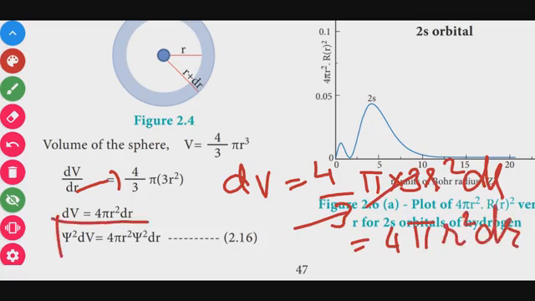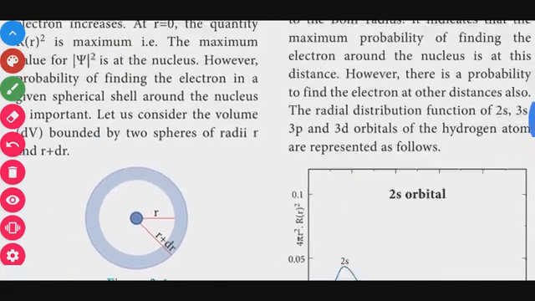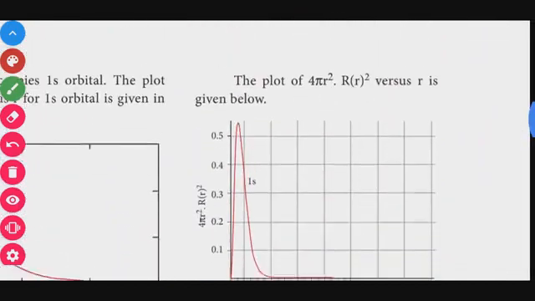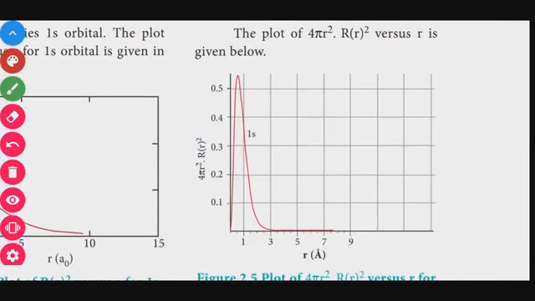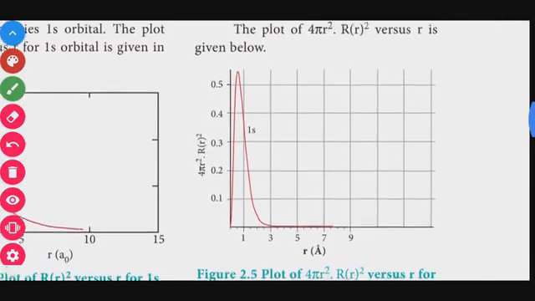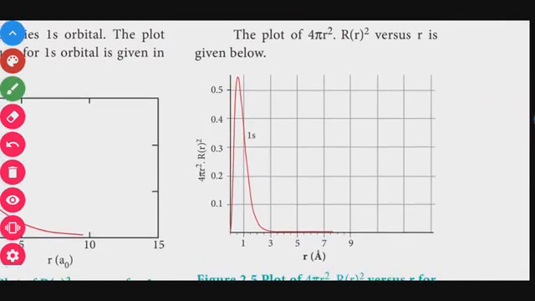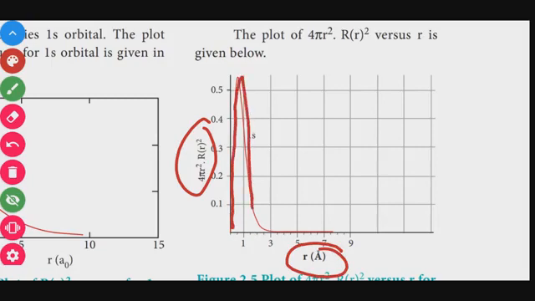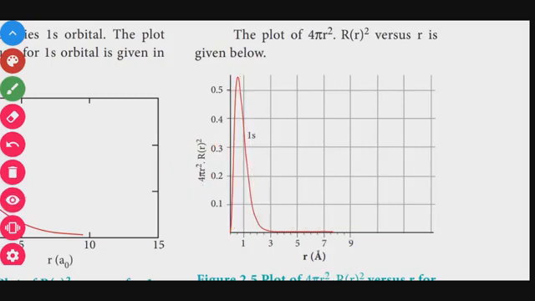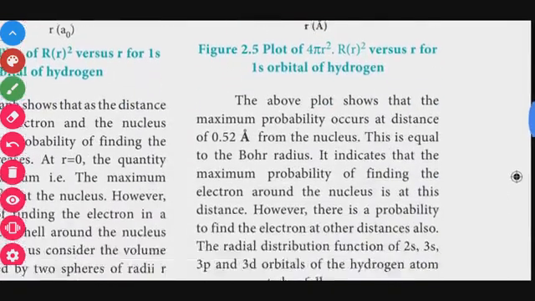And then next, psi square, they have multiplied both the sides by psi square. That is the wave function. Okay, and then the plot of 4 pi r square versus r, they have given the graph below, look. So in the graph, the radius in Angstrom is given below. It is increasing like this and then a sudden decrease and then it is becoming constant. Okay, this is the plot of 1s orbital of hydrogen.